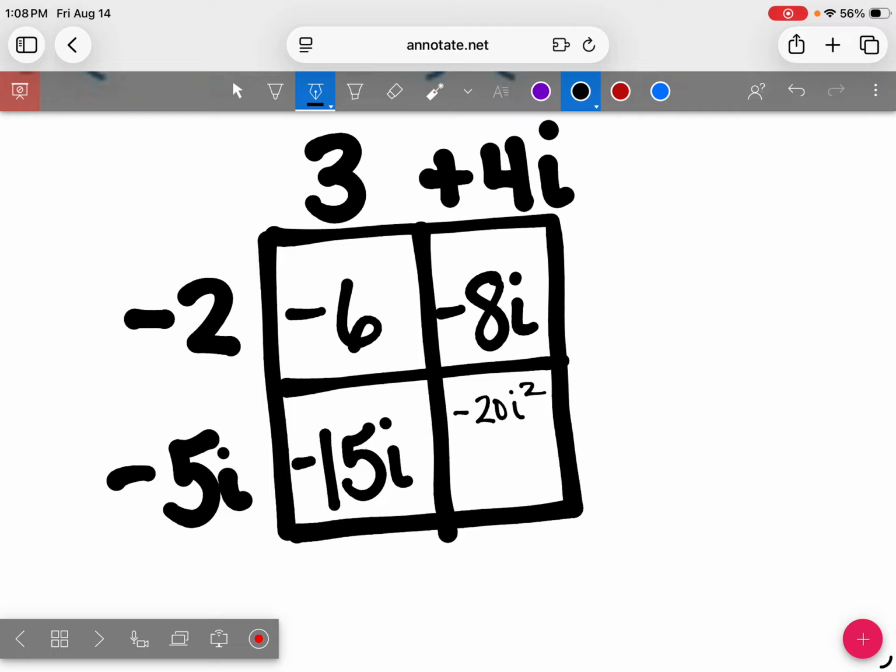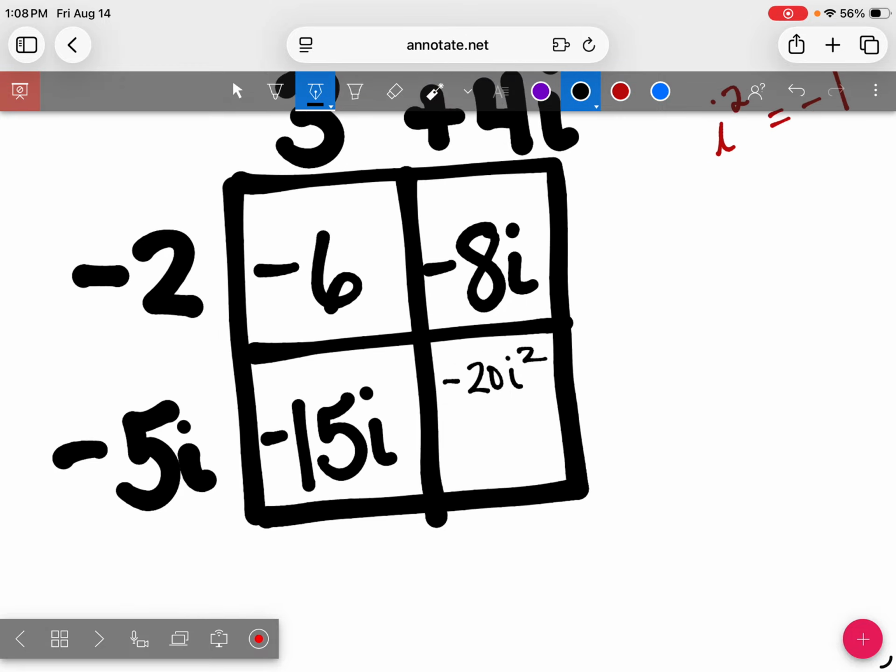But we can never leave i squared. I can never have any other exponent besides 1. So does anybody remember what i squared equals? Negative 1. So write this down if you don't remember it. i squared is negative 1. So anytime we hit an i squared, we have to change it to a negative 1.